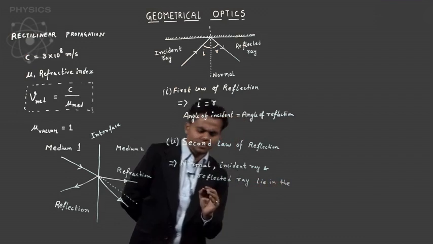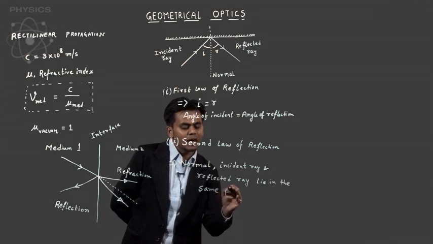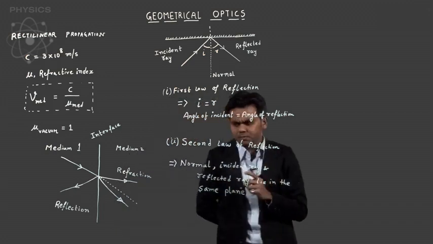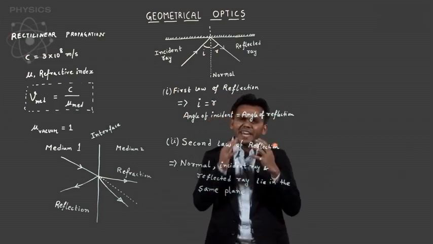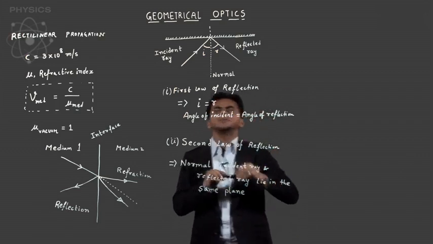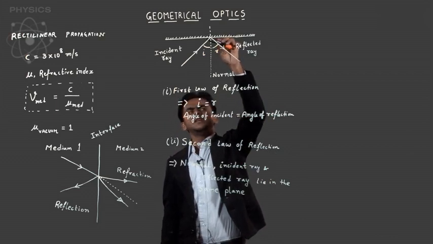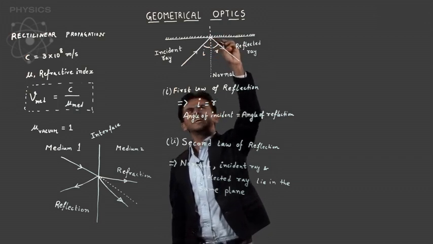Why is this important? By now you must have realized that I equal to R doesn't fix the direction of the reflected ray. Why? Because if I is equal to R, I can have n number of possibilities. This reflected ray could be in this way, could be behind the surface, could be at any angle.